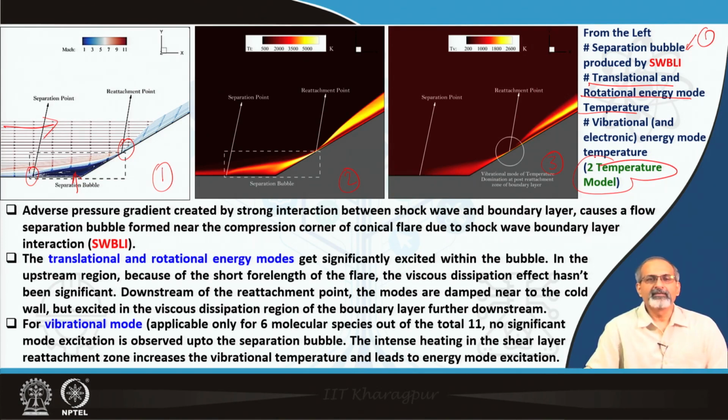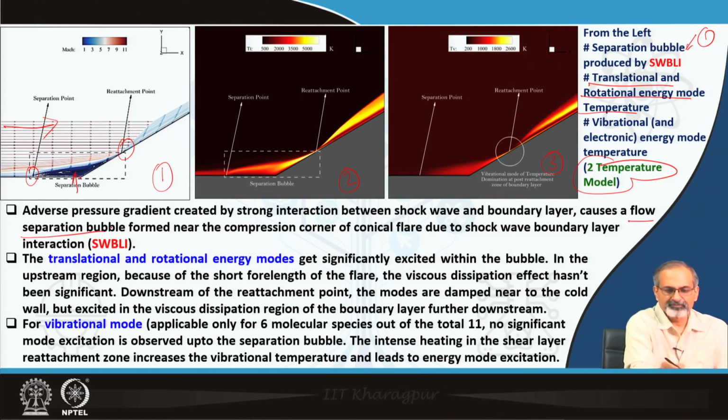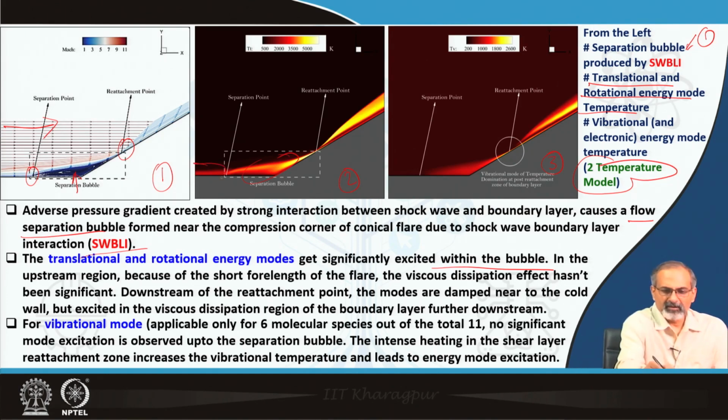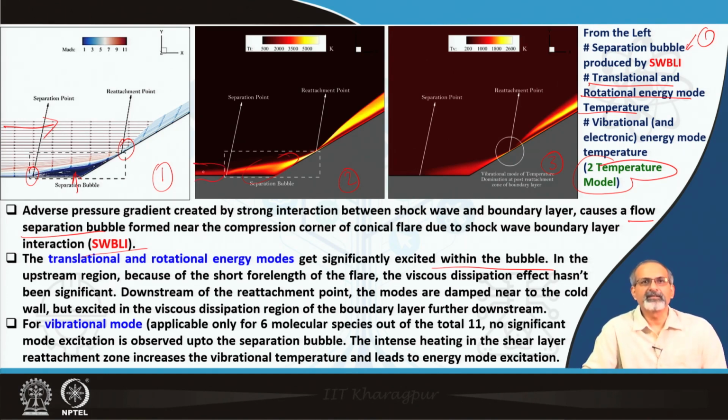Few important points: the adverse pressure gradient creates strong interaction between shock wave and boundary layer, causing flow separation, and there is a bubble formed near the compression corner. The translational and rotational energy modes get significantly excited within the bubble. It shows up through the color codings here. In the upstream region, because of the short forelength of the flare, the viscous dissipation effect hasn't been significant. So, that is through the weaker temperatures that you see here.